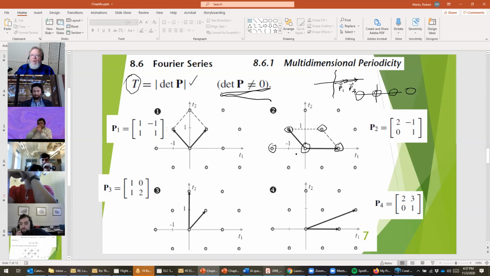So therefore, in order to have true periodicity, we must make sure that the P matrix is not singular, does not have a 0 determinant. Otherwise, you're not going to fill up the entire plane. You're not going to fill up the entire plane, are you?